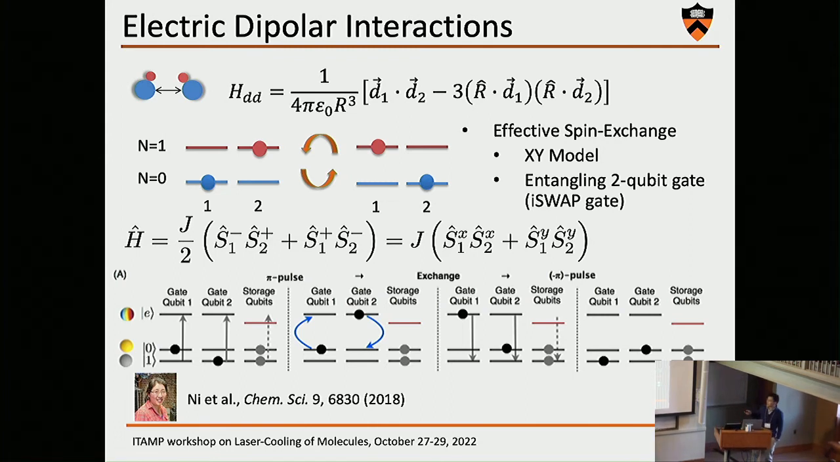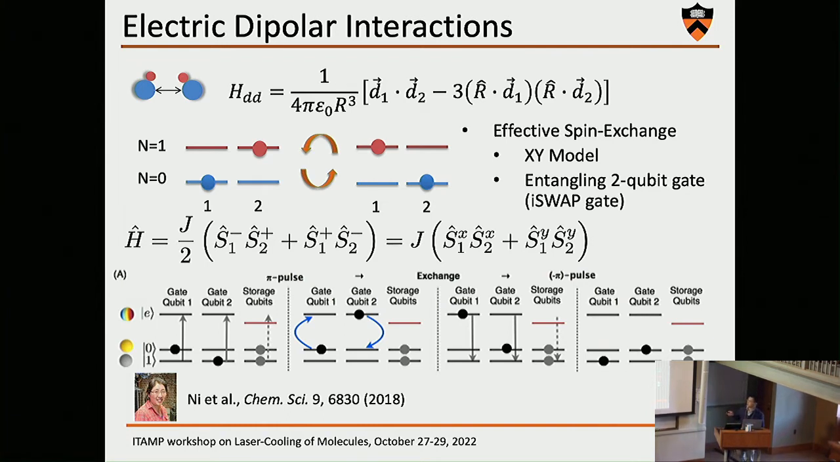So now this interaction Hamiltonian, in fact, can be used to realize an entangling two-qubit gate, as first proposed by Compton a few years back. And this entangling two-qubit gate is called the iSWAP gate, which, together with single qubit rotations, is actually sufficient for universal digital quantum computation. So essentially what we want to see is that we can actually implement this Hamiltonian between two molecules, and we can actually show that it behaves the way that we expect it to do.